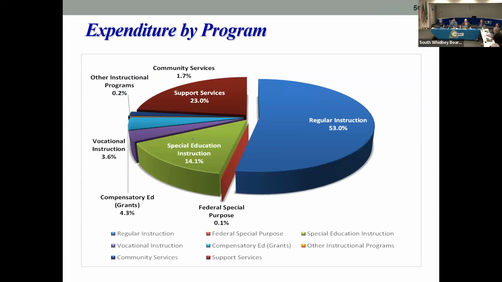We break expenditures down by three different categories. And the first is program. So we have what they refer to, and these are OSPI's labels: regular instruction, special education, vocational, compensatory grants, which is basically grants, other instructional programs, community services. You can see that 53% of our funds go to regular instruction, another 14% to special education, and 23% is support services. And I'll kind of give you a breakdown of what those are.